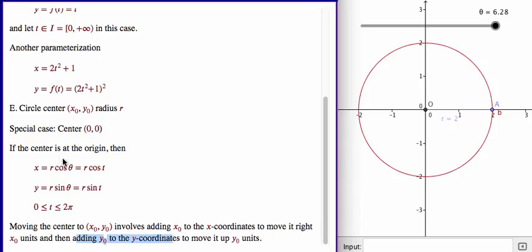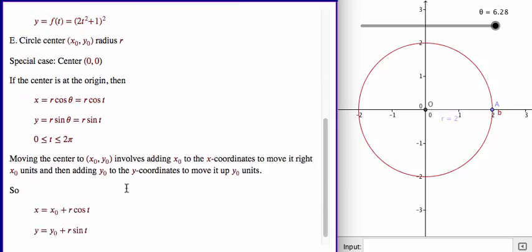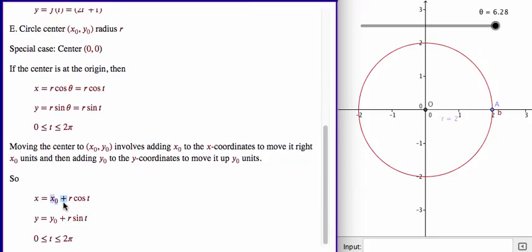That's all you're doing. You're just moving everything by adding values to the x and y coordinates. Adding to the x-coordinate moves it to the right. If it's a negative value you're adding, it will move it to the left. And similarly, adding to the y-coordinate moves it up. So basically all I'm doing is adding an x0 to the x-coordinate and a y0 to the y-coordinate. And here I have answered the question in example E. This is the circle of center x0, y0, whose radius is r.